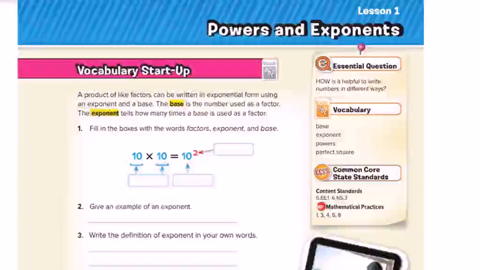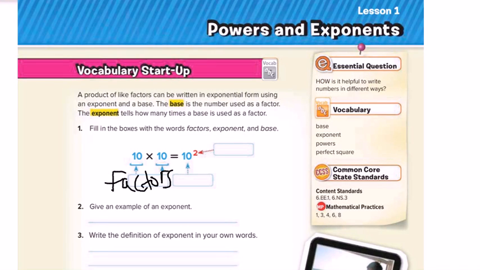So in example 1, it asks us to fill out the boxes with the words factors, exponent, and base. The problem that I have is 10 times 10. I'm multiplying 10 by itself 2 times, and so therefore I can write it as a power with a base and an exponent. So the 10s are my factors. Fill this out with me.